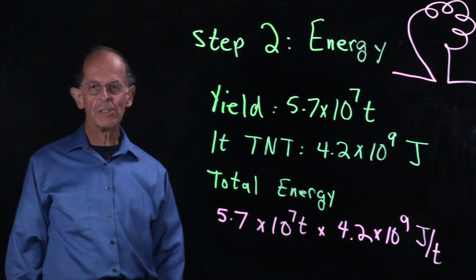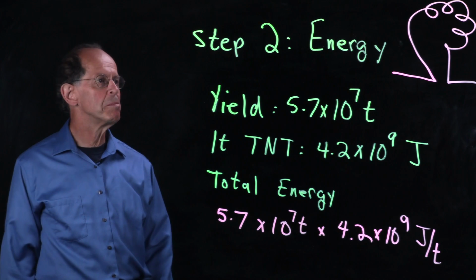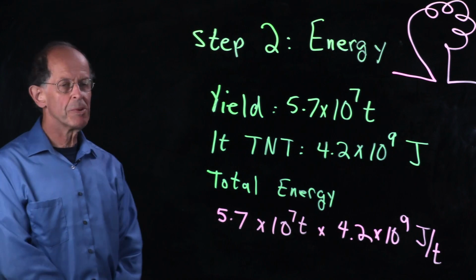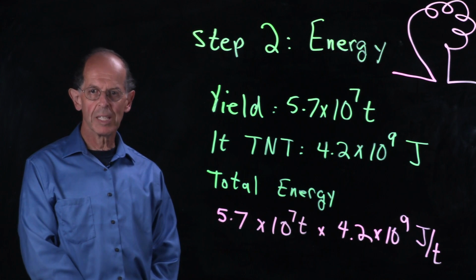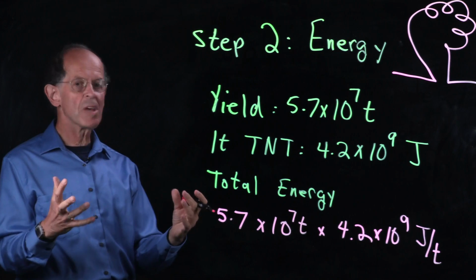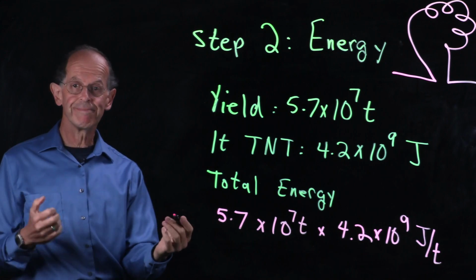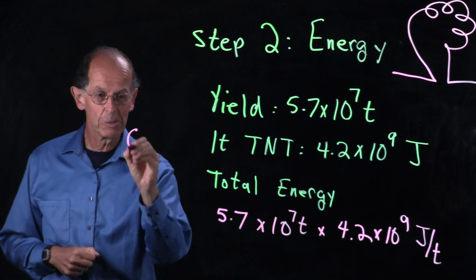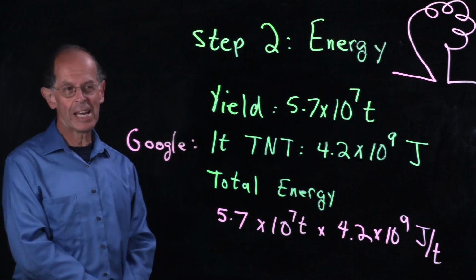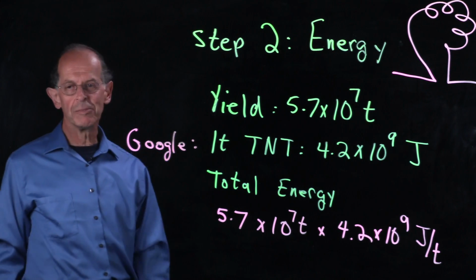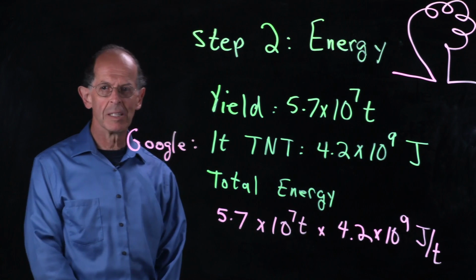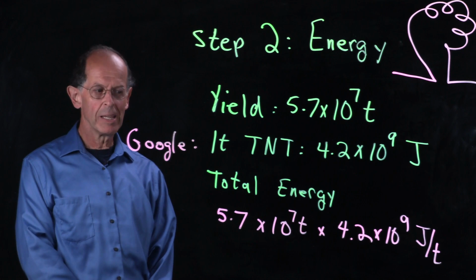Continuing in our energy calculation at Tsar Bomba, we just had the yield. There it is, 5.7 times 10 to the 7 tons. Now, every ton of TNT releases how much energy? Well, I don't know. Let's go to Google. And Google says that 1 ton of TNT releases 4.2 times 10 to the 9 joules. That's a lot of joules.